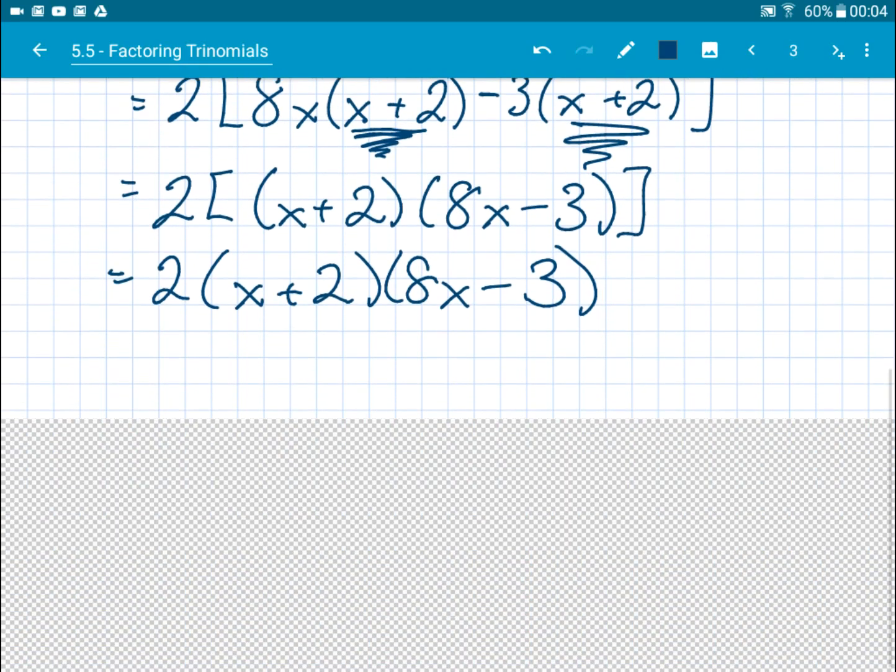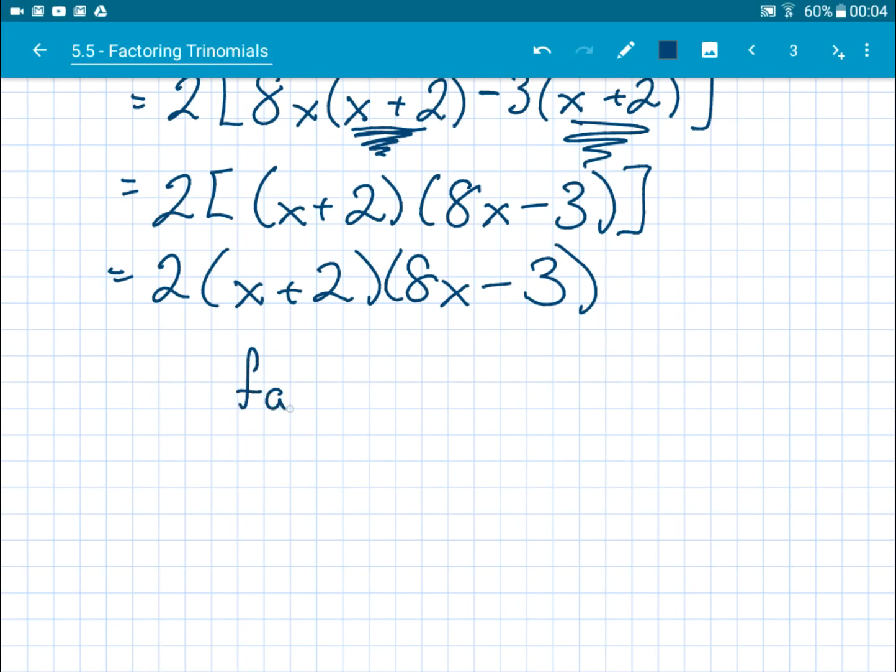So this process is called factoring by decomposition. We're decomposing that middle number into components that work out in the way that we need it to. So factoring by decomposition.